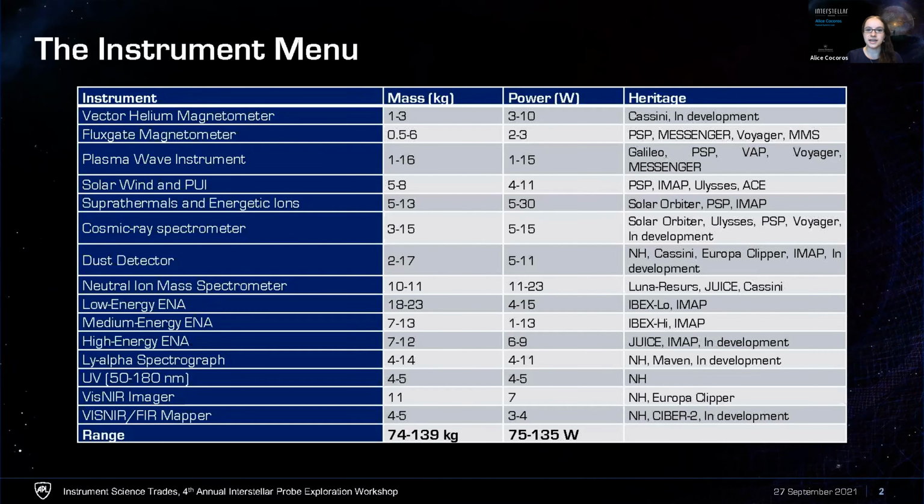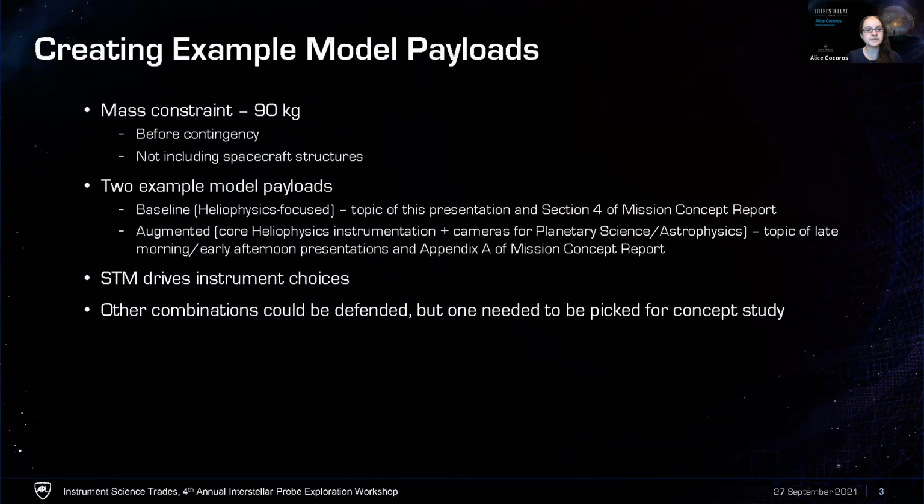So if you could go to the next slide, to explain to you what we've done in our engineering study, we began with a mass constraint, which roughly translates to a power constraint as well, since the mass and power are often roughly 1-to-1 for a payload. So we set that at 90 kilograms. This is before contingency, and this isn't including spacecraft structures that don't contribute to the instrument.